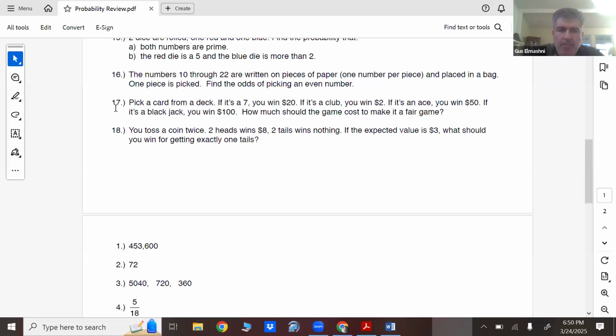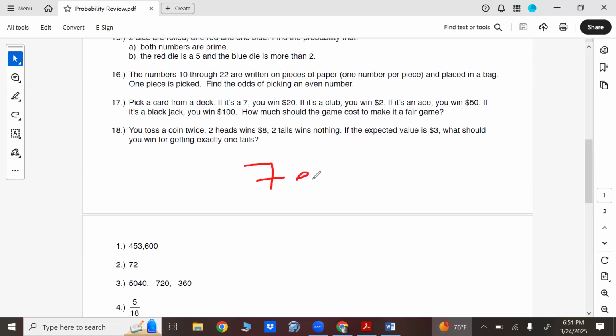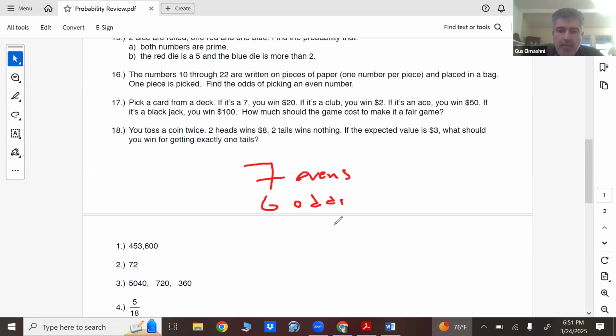You have 13 numbers. So obviously, there are more odds than evens. So if 13, 7 are evens and 6 are odds. So 7 to 6 are the odds there. For 17.